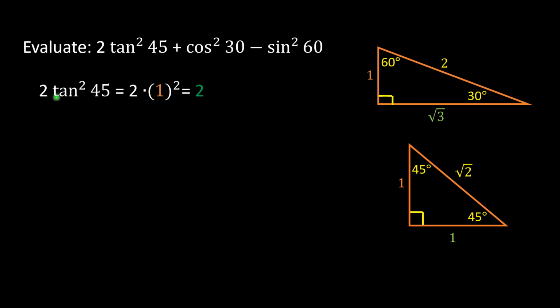So first, 2 tan square 45 will be 2 times tan 45 is 1 divided by 1, which will be 1. So 1 squared will be 1. So 2 multiplied by 1 will be 2. So 2 tan square 45 is 2. Cos square 30 will be root 3 divided by 2 whole square.